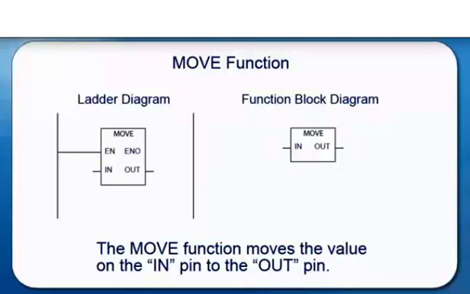The first one that we look at is the move function. The move function has an input and an output. The move function moves the value of the input to the output. With ladder, all function blocks need to be connected to the left power rail. On the move function, you will notice there is a pin labelled EN. This is the enable input. It is connected to the left power rail. The enable out does not need to be connected to the right power rail. The function block diagram doesn't have the enable inputs turned on by default.